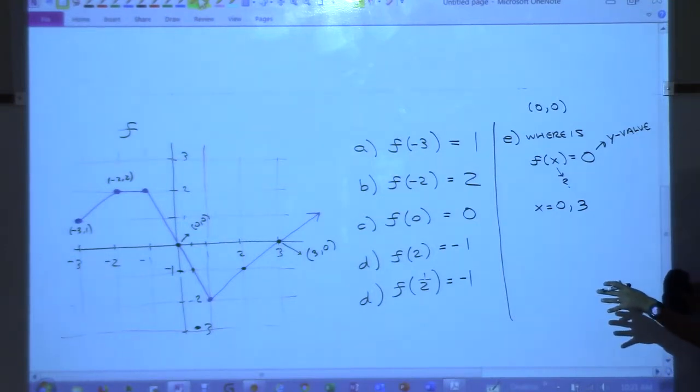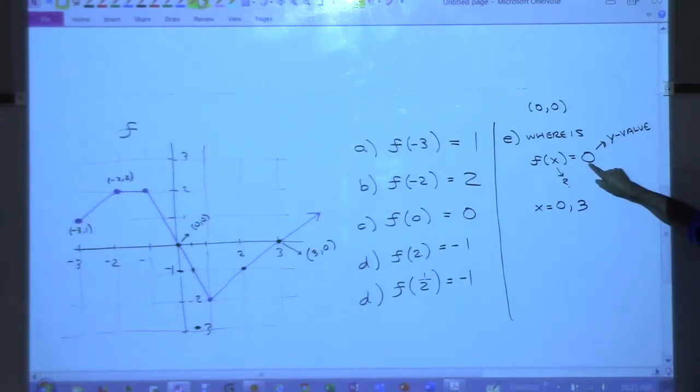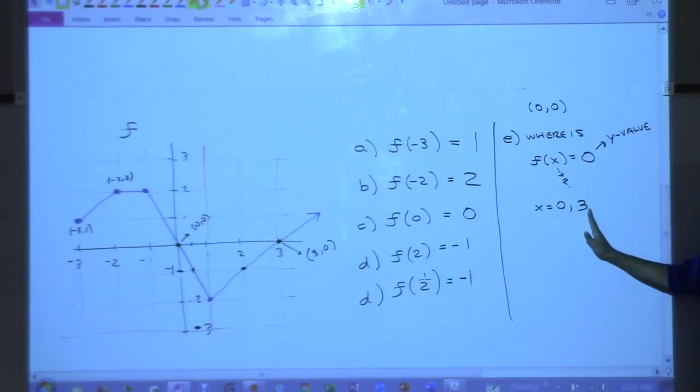This is a chance for everyone to ask a question here. Given the y value, can you tell me what x values it comes from? There are two x values that spit out 0.